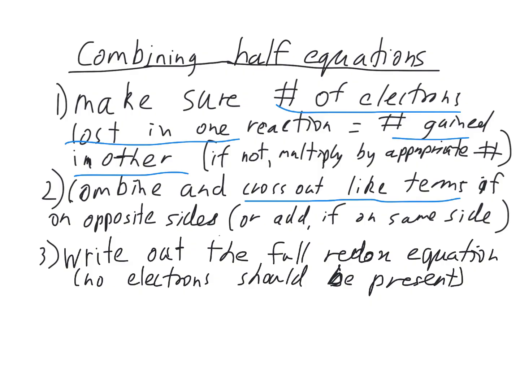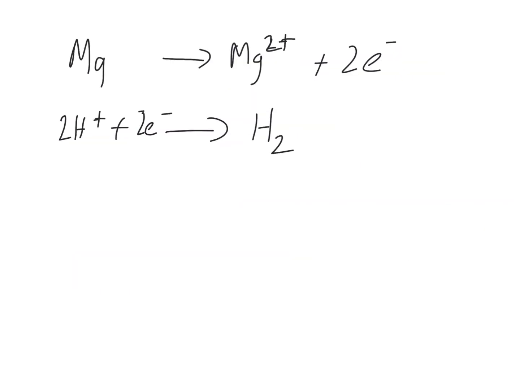And then finally, you write the 2 half equations together as a full equation, making sure that there are no electrons present in the final equation. So here we have 2 half equations ready to combine. We've got to follow these steps. Step 1, make sure the electrons are balanced on both sides. So for example, the first reaction has 2 electrons being lost, the second reaction has 2 electrons being gained, so they're good to go, nothing left to do.